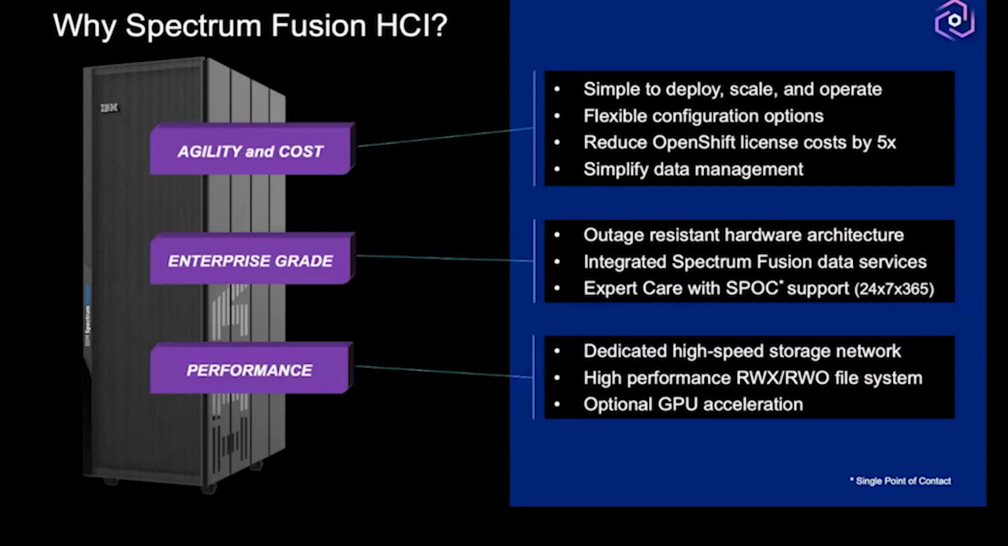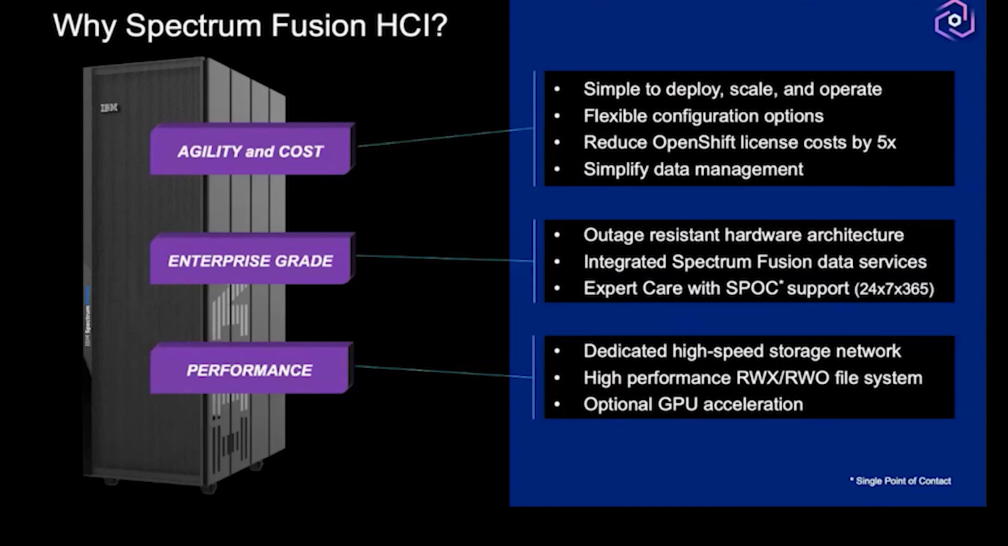Spectrum Fusion HCI is expertly designed to meet the demands of running mission-critical workloads in production. It has a failure-resistant, redundant hardware architecture. Any hardware component can fail, and Spectrum Fusion HCI will be able to keep the applications running. Included are enterprise-grade Spectrum Fusion data services needed for mission-critical workloads, which include the ability to back up mission-critical workloads off-rack to Amazon S3 and restore to any point in time. Also included is expert care that gives clients a single point of contact for supporting the complete hardware and software stack.